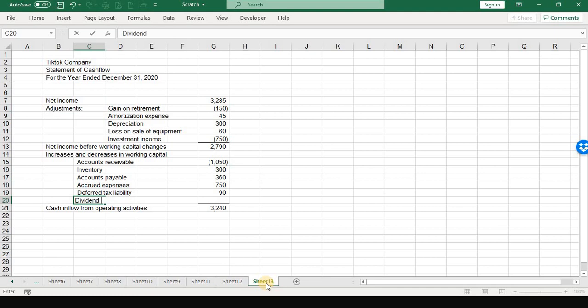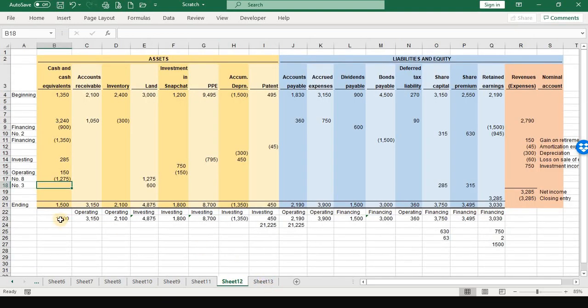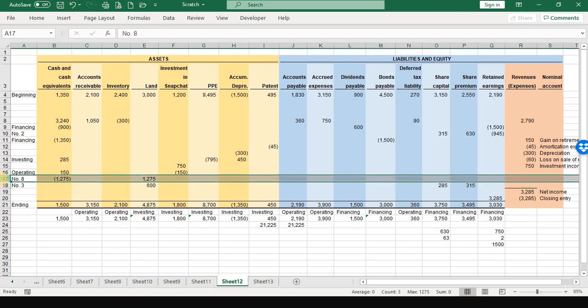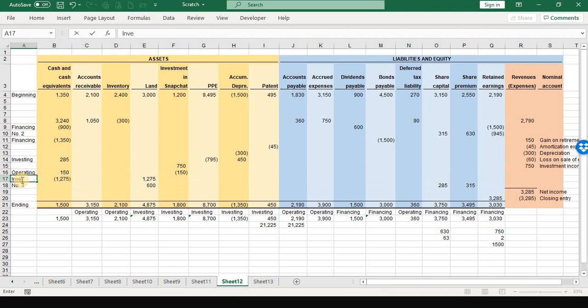So dividend received for 150 pesos. So the revised cash inflow from operating activities must include the 150 pesos. That is why the cash inflow from operating activities is 3,390 pesos. So next is the 1,275 peso. This is the purchase of land for cash, which is an investing activity. So now we're done with the classification. Let's proceed to the statement of cash flow.